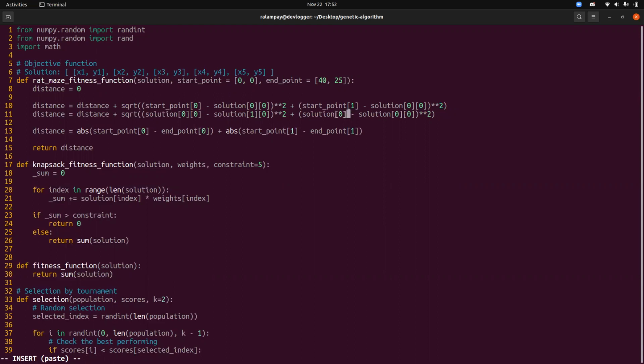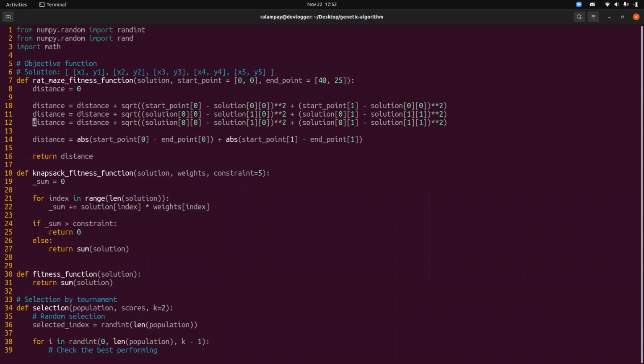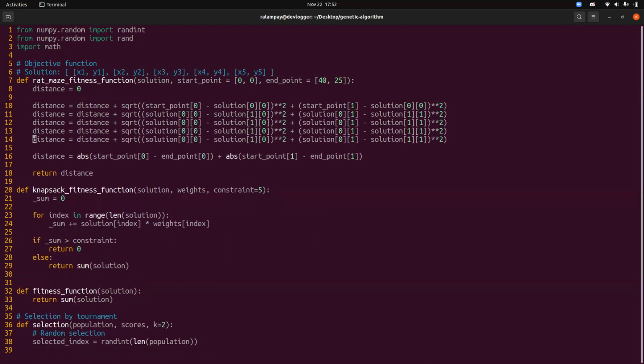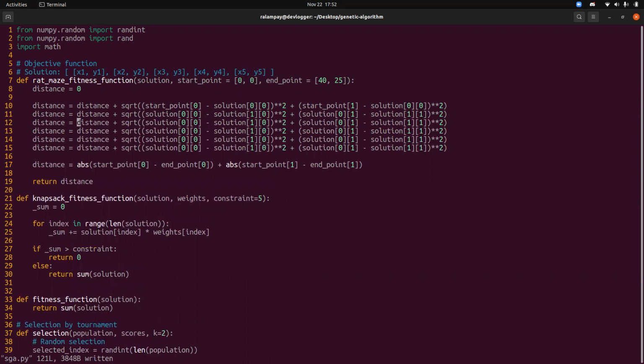Solution 0, 0. Or rather 0, 1, because it's the second coordinate of the first element of the solution minus the second coordinate of the second element of the solution. 1, 2, 3, 4, 5. Okay. And then the rest is just an iteration. Of course, you can do a loop. This is just to show how our solutions are broken down.